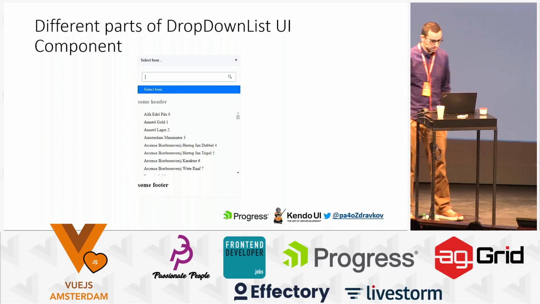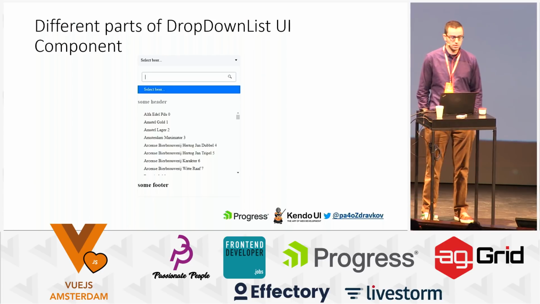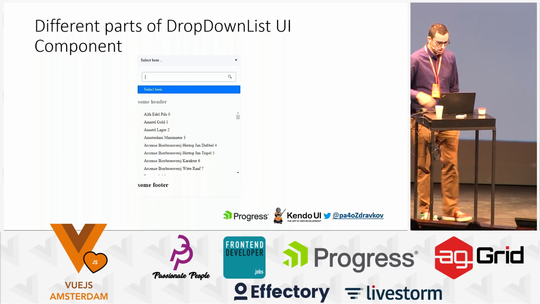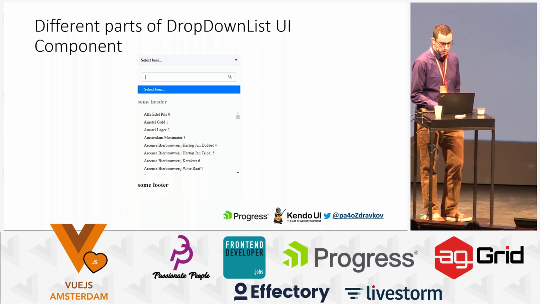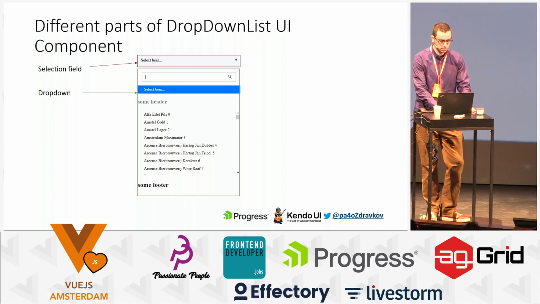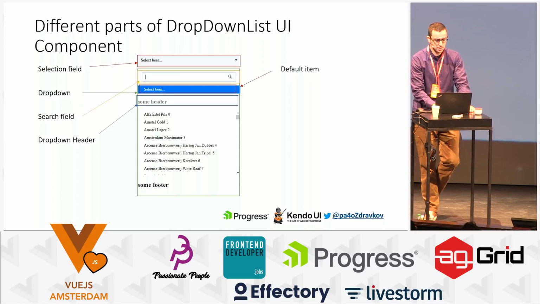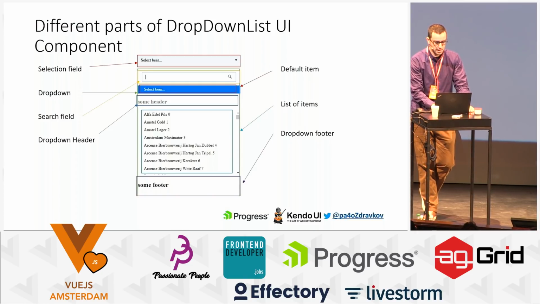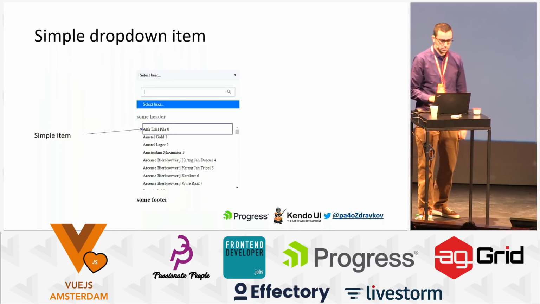Well, this is the design that we want to build in Vue.js. And we have it ready. So here is a moment where we can change it and separate some components in it. We have a selection field component and a drop-down. And in this drop-down, we have a search field, drop-down header, default item that will be selected if there are no selected items, list of items, and some footer. I will start with a very simple drop-down item.